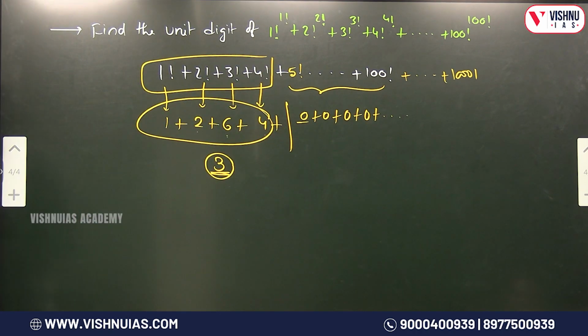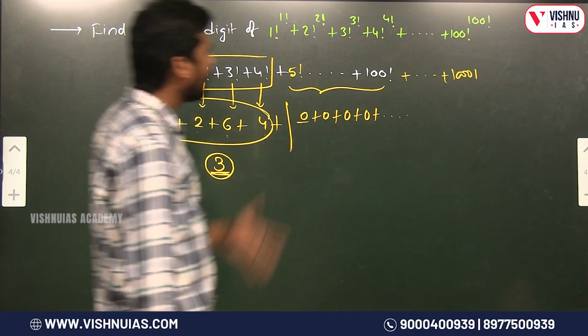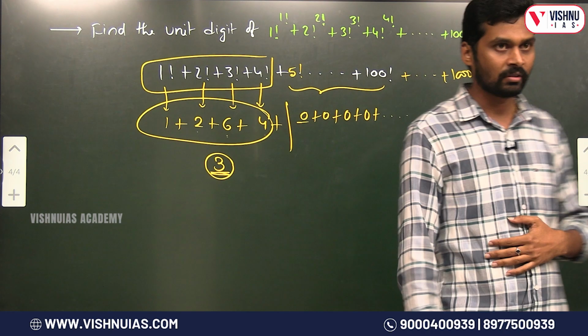Any problem related to factorials, you just remember these points. From 5 factorial onwards, every factorial number ends with 0, and except 1 factorial, every factorial number is an even number. And from 4 factorial onwards, if you divide any factorial number by 4, we get the remainder 0. So these are enough for factorial numbers. By applying that logic, you tell me the answer.